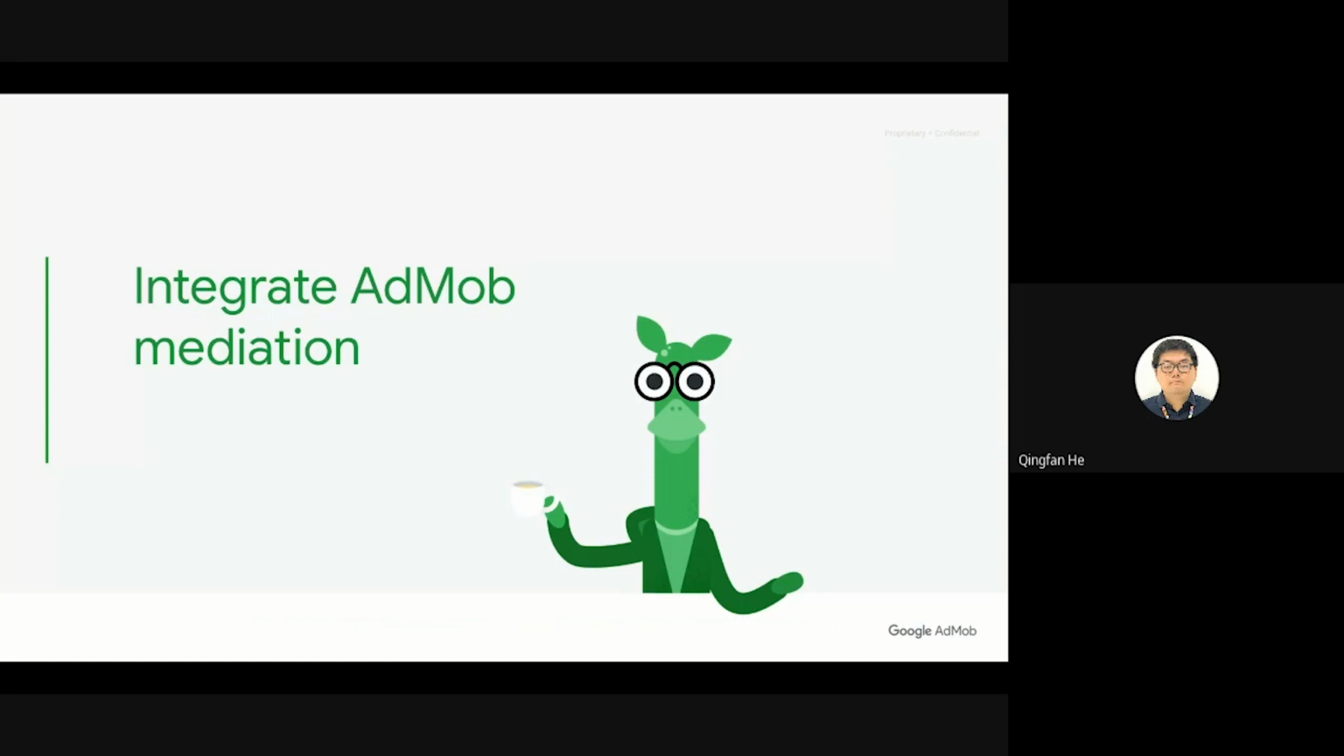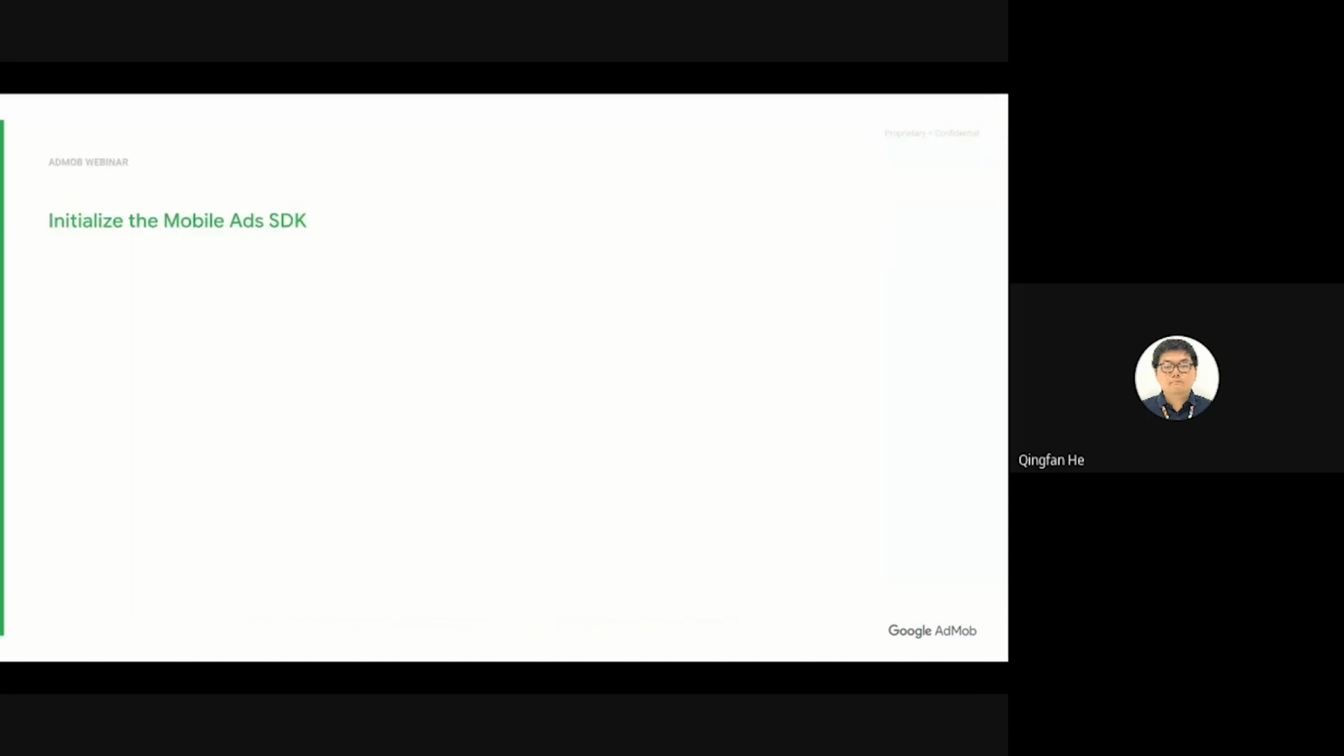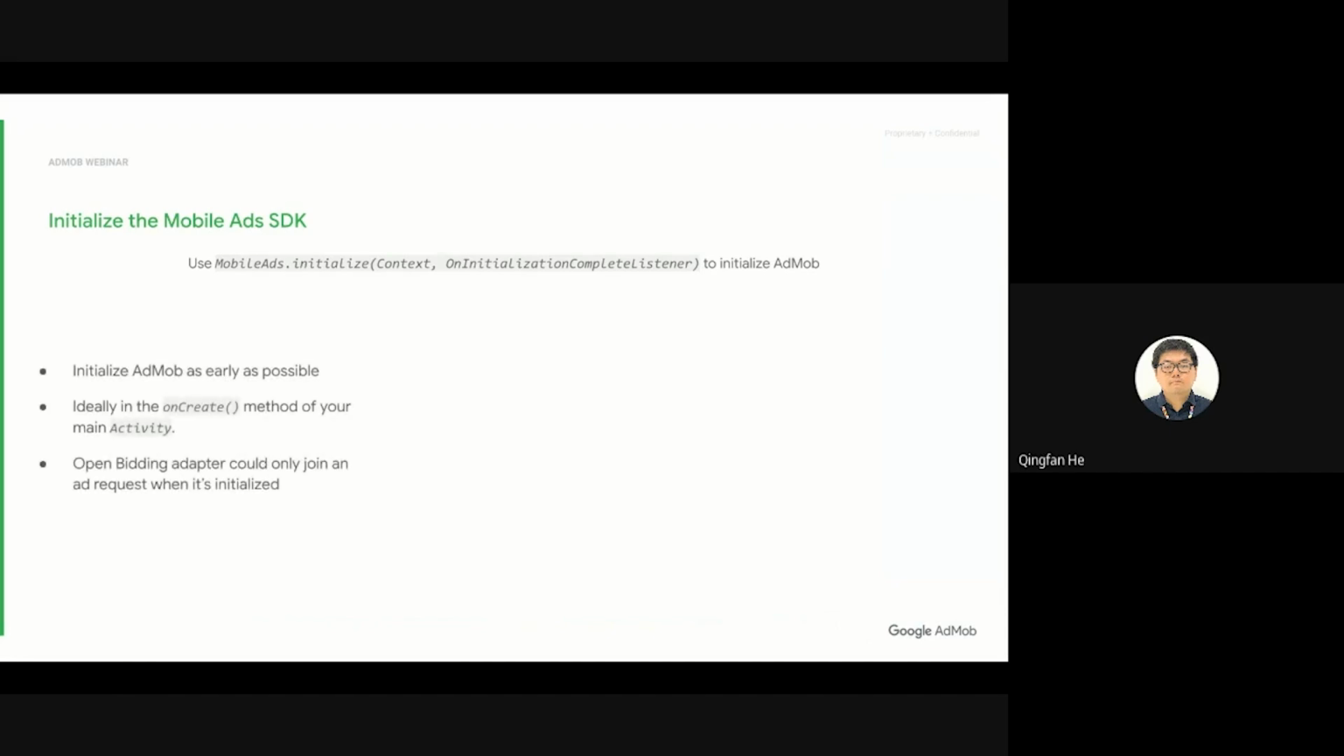After importing the SDK into the project, we can start to integrate AdMob mediation. To use Open Bidding, it's important to use this new SDK initialization method to initialize AdMob. Inside this method, AdMob will initialize the third-party SDK adapters so that these third-party SDK networks can join Open Bidding. So, to ensure the third-party OB networks can join all your ad requests, we would suggest you initialize the SDK as soon as possible.